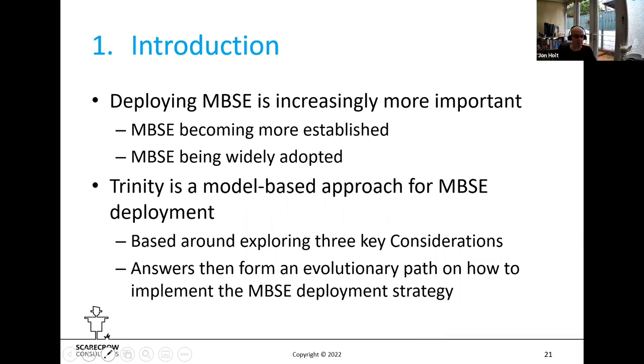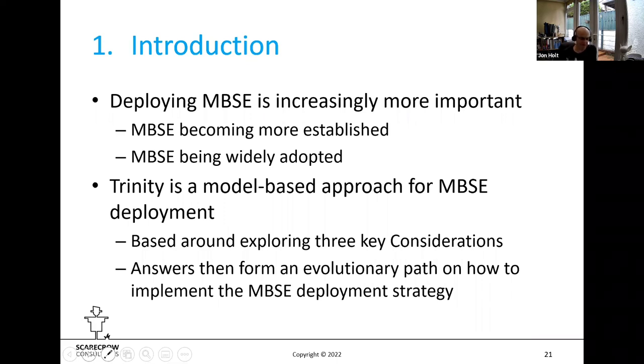Because when we talk about model-based systems engineering, it's becoming more established. It's becoming more important and more established as time goes on. And it's been adopted very widely. However, in my experience in the work that I do, we've seen for many, many years, it's being adopted very, very badly. Okay. And people are failing in their adoption of MBSE. And when they fail in their adoption of MBSE, it reflects badly on the whole discipline of model-based systems engineering. So the question really was, well, why are people failing badly?